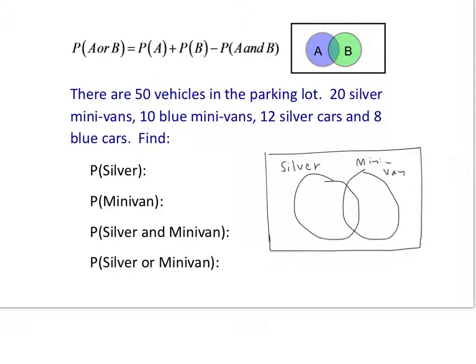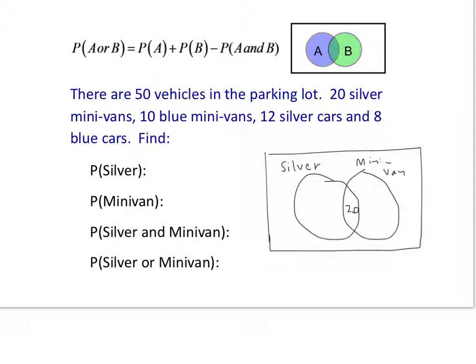So I've started to make the Venn diagram over at the right. Now, if I read above, I have 50 total vehicles in the parking lot. So when I'm done, all of the numbers in this Venn diagram should add up to be 50. There are 20 silver minivans. So 20 is what they both have in common. So 20 will go in the middle.